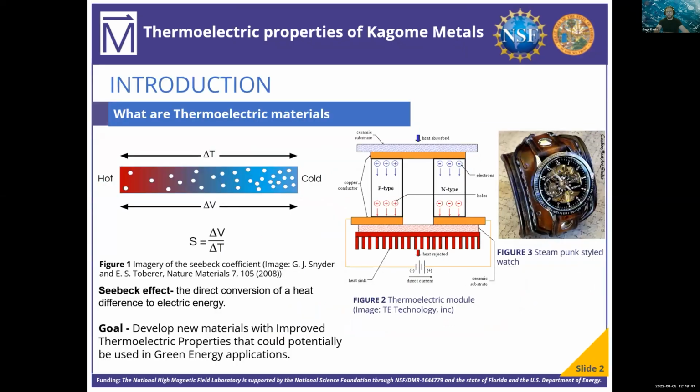So what is a thermoelectric material? A thermoelectric material is basically a material that creates a high voltage when there's a small temperature difference, otherwise known as having a high Seebeck coefficient, which you can see right here. When multiple of these materials are put together, you can create a module like this, which you can make a thermoelectric generator. And when paired in electronics such as this watch, you can utilize these properties to produce electricity from your own body heat. So a common goal is to develop new materials with improved thermoelectric properties to potentially be used in green energy applications and other applications.